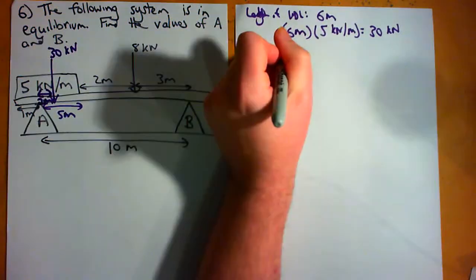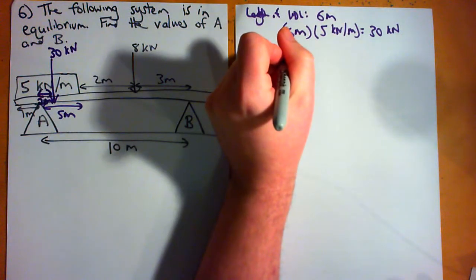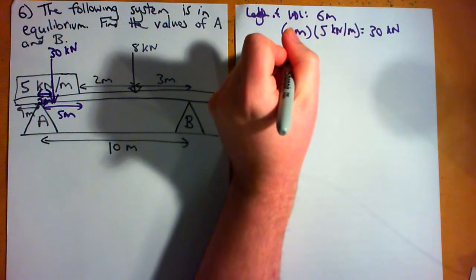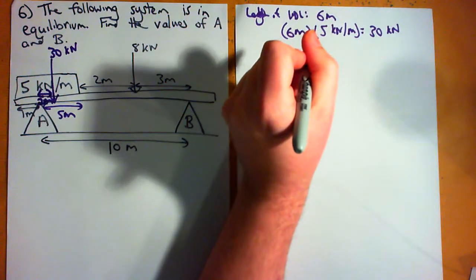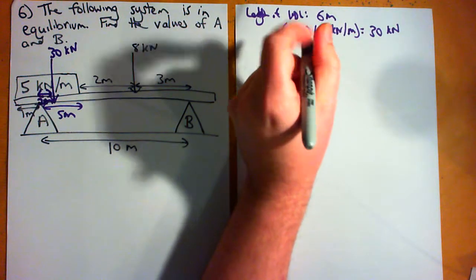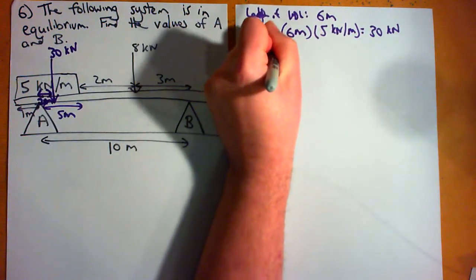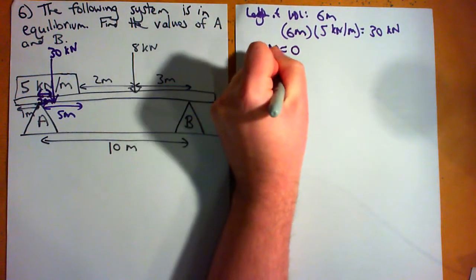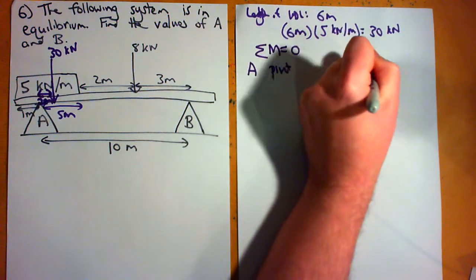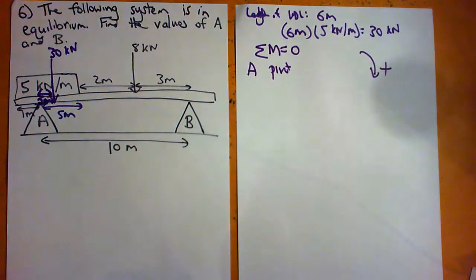So now that we've turned that into a single force acting at a single location, it is exactly the same kind of thing as we did in the previous questions from here on. So we need to say sum of the moments is 0. Let's say A is our pivot, and let's take clockwise to be the positive direction. So we're taking moments about A.